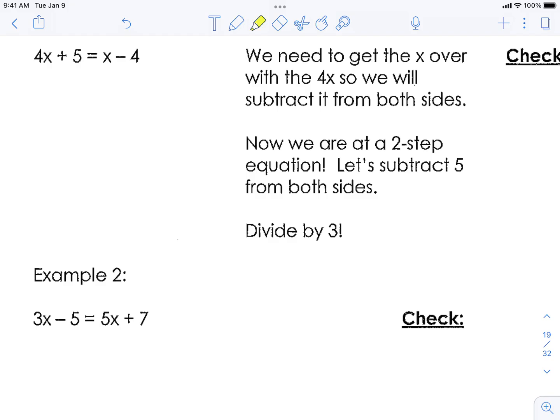I will look and do what this says here. And it says we need to get the x over with the 4x, so we will subtract it from both sides. So we're going to get this x over here, just because that's what the words say here. So notice that x is currently a positive x. That's currently being added. So inverse operation, we will subtract x on both sides. 4x minus a 1x is 3x.